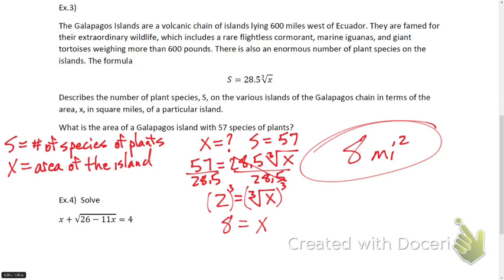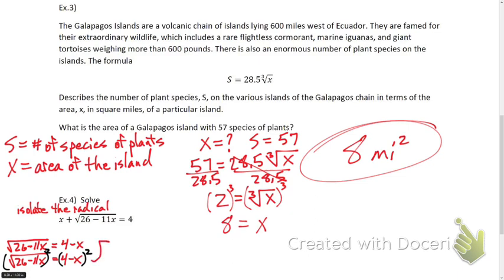All right, last problem. We have a square root with an x under it, and we have an x. We need to isolate the radical. In other words, move this x to the right side. So I want to rewrite this thing as square root of 26 minus 11x equals 4 minus x. I need that radical to disappear, so I can square both sides. And the radical will literally disappear.